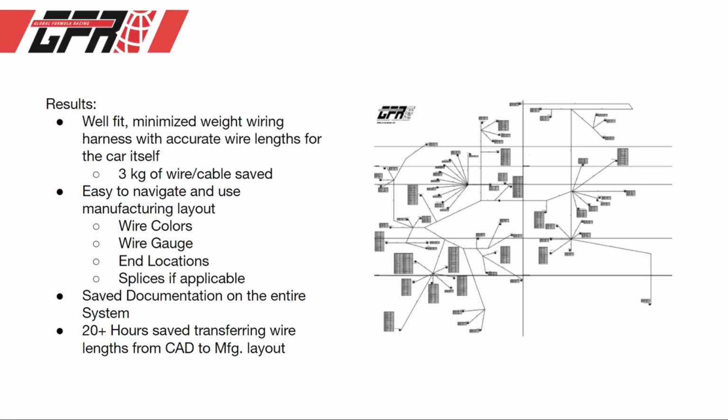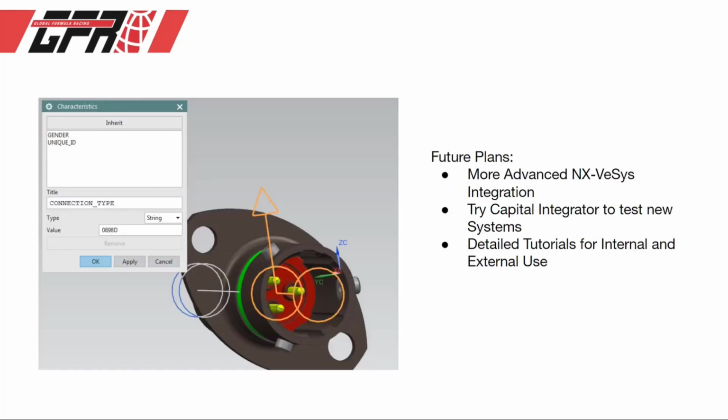Using VSys has introduced not only weight savings but time savings, as the team has been able to save approximately 20 hours transferring CAD data to harness design software through the use of integration between NX and VSys. With VSys, GFR has noticed not only improvements in weight, but time spent designing and manufacturing our wiring harnesses. That being said, our future plans include more advanced integration of Siemens NX and VSys to hopefully further improve the harnesses as well as the design and manufacturing practices behind them.